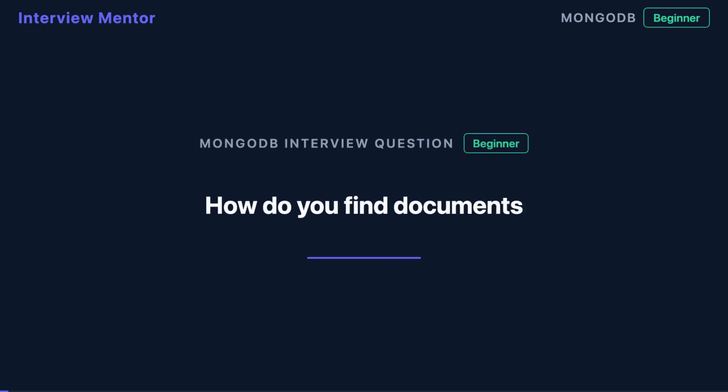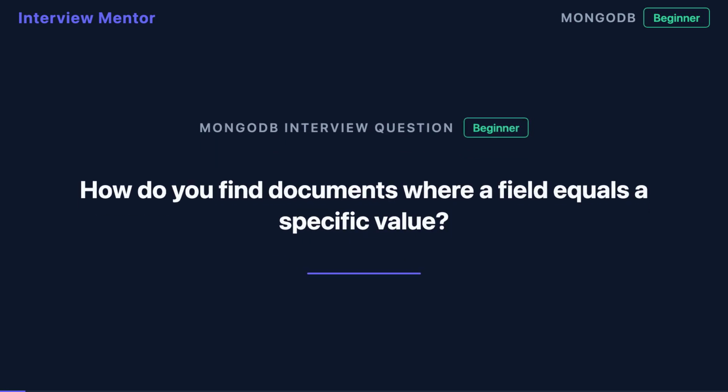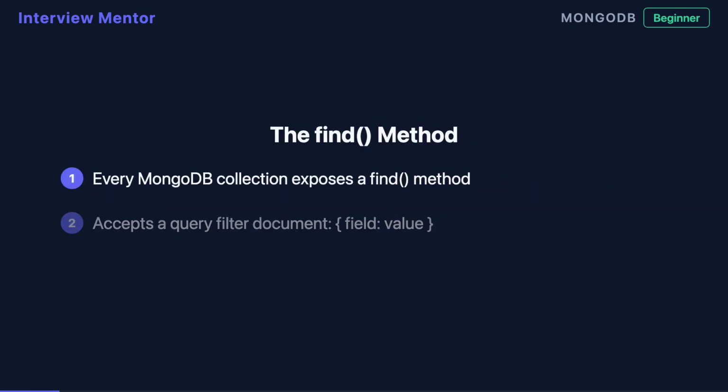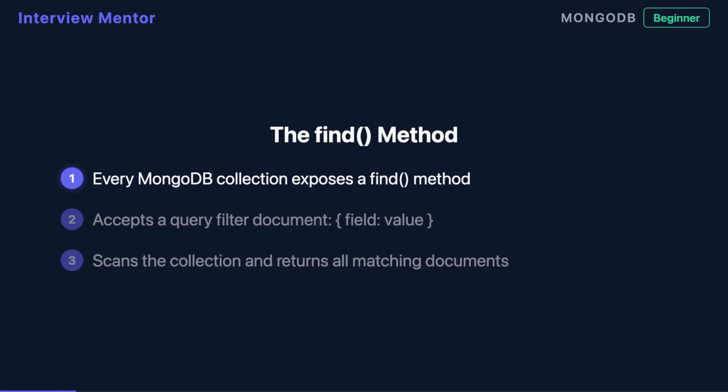You need every active user in your MongoDB collection. Which single method returns exactly the right documents? In MongoDB, every collection exposes a find method that accepts a query filter document. The filter is a plain object. Keys are field names, values are what to match. Pass it to find, and MongoDB scans every document in the collection looking for matches.